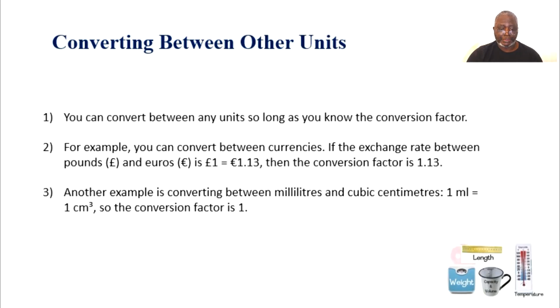Conversion between other units. You can convert between any unit so long as you know the conversion factors, so that's important. For example, you can convert between currencies. If the exchange rate between pounds and euros is 1.13, then the conversion factor is 1.13. Another example is converting between milliliters and cubic centimeters. 1 milliliter is equal to 1 centimeter cubed. So the conversion factor is 1.